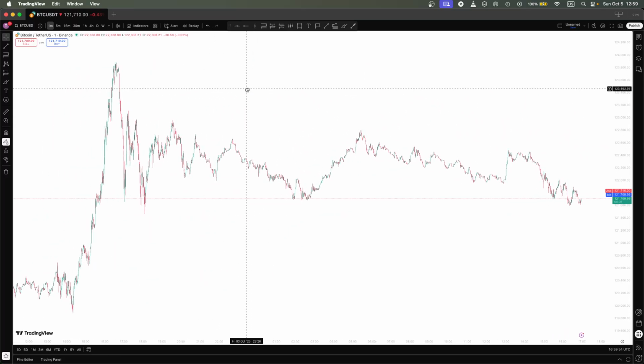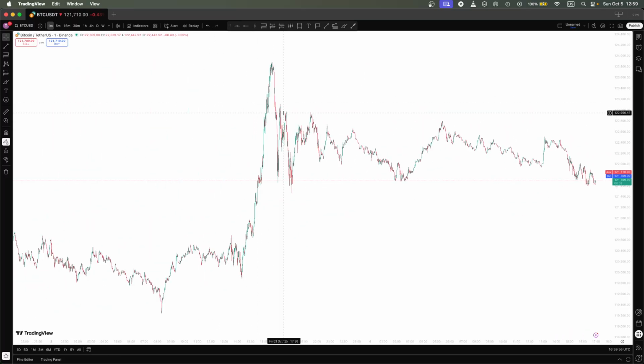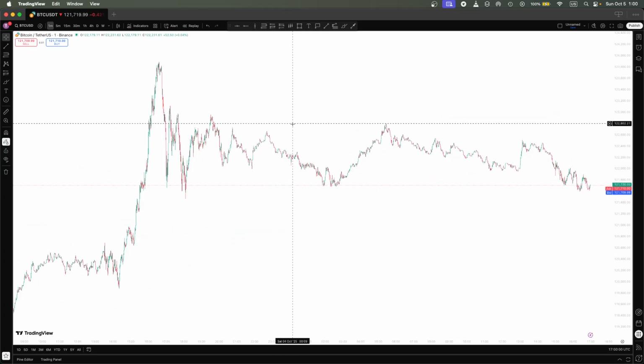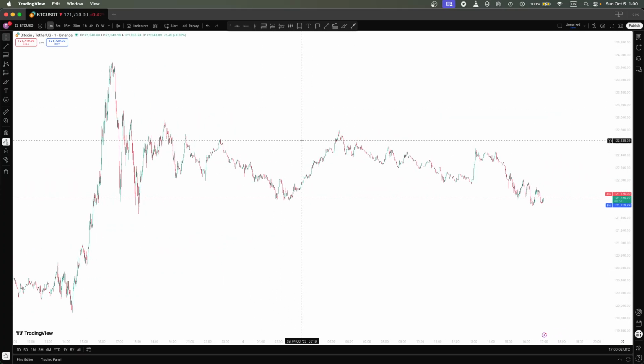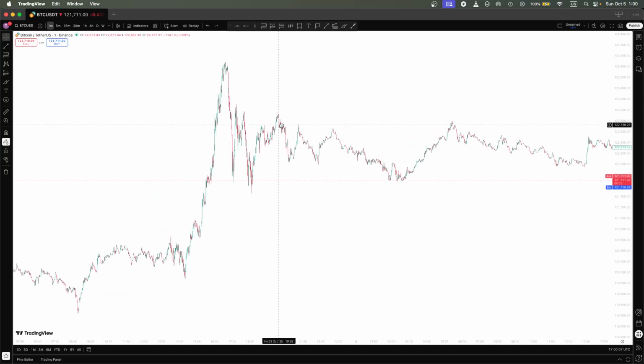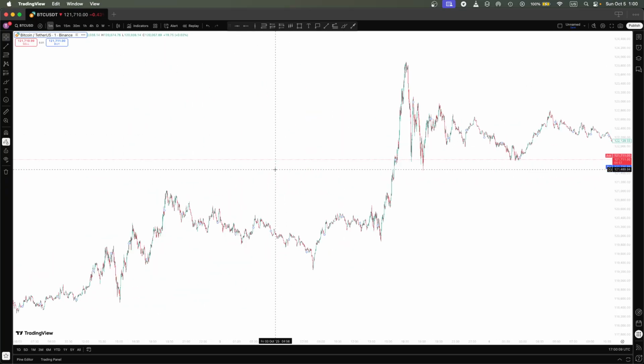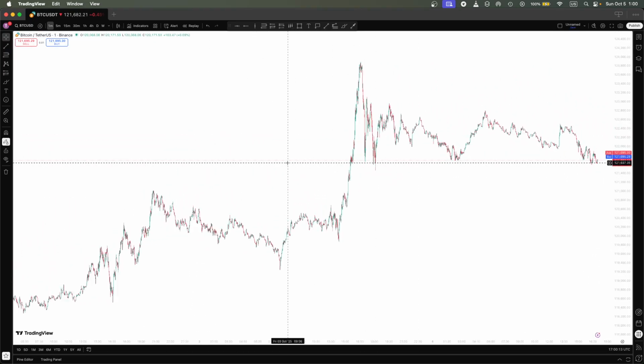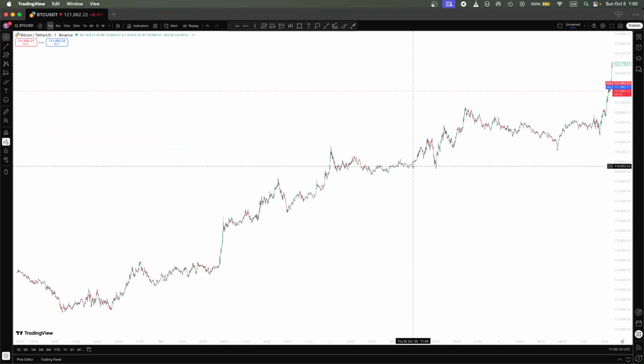So in this Bitcoin chart, let's say we want to test some kind of strategy. How do you do that without actually risking your own money? And you want to see how a certain strategy works. If you think of a strategy, you think how does it work before this.